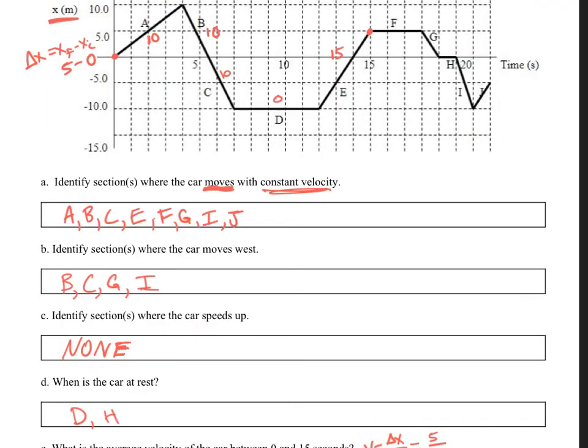All right, before we end here, I definitely did make a mistake on this first page, and I realized it when I was actually finding the velocities. And the mistake here is with part D. I said only D and H were sections where the car is at rest, but I completely forgot about section F up here. That also has a slope of 0. It's staying at 5 meters, so there should also be F as an answer for this question as well.